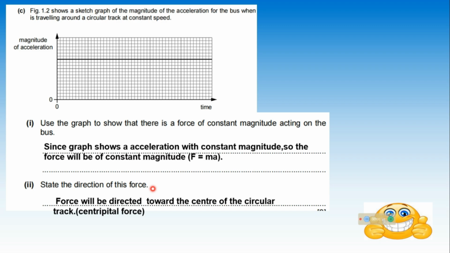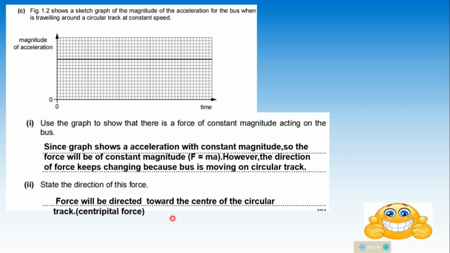State the direction of this force. Force will be directed toward the center of the circular track. This is an example of centripetal force. This is an example of circular motion. The force is directed toward the center of the circular track. Centripetal force.